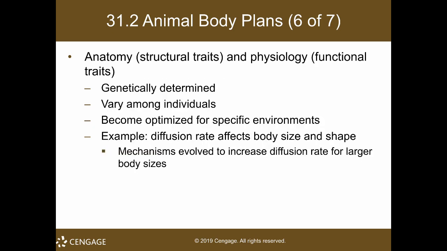The body cannot cope. So anatomy refers to the structure, and physiology refers to the function. The anatomy and physiology of the body plans are genetically determined. They vary between individuals and become optimized for specific environments. An example of that is diffusion rate affecting body size and shape. Each of us has our own diffusion rate. It varies. So you have mechanisms that evolved to increase the diffusion rate for larger body sizes.